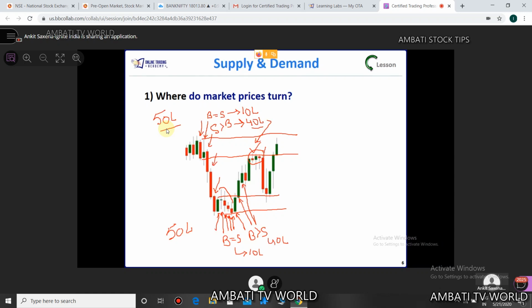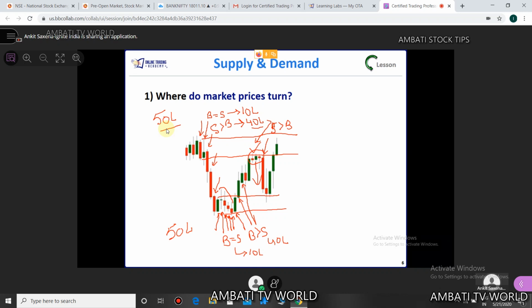Accumulation, right? And on this red candle, what happened? Because again the number of sellers was more than the number of buyers, the prices crashed like anything, isn't it?